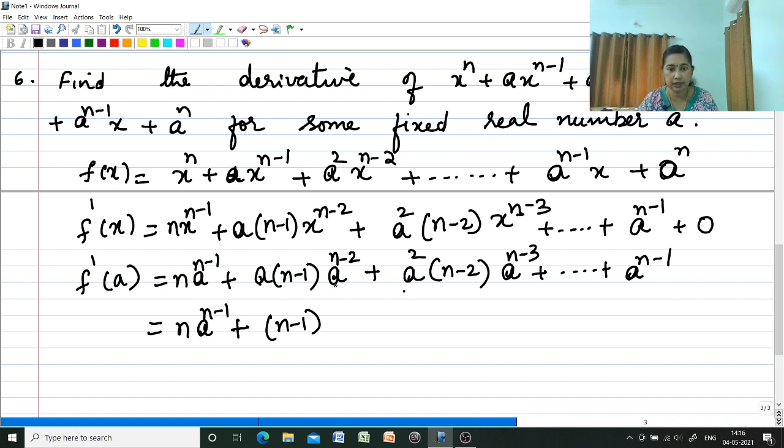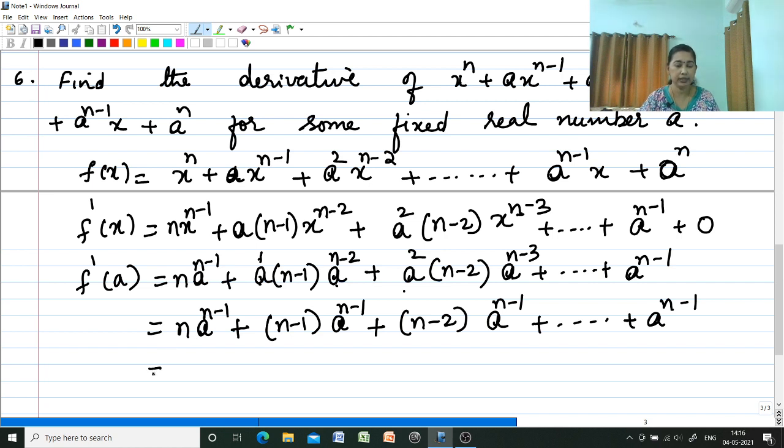Since the bases are same, we can add the powers. Powers means here it will be 1. 1 plus n minus 2 is n minus 1. So a raised to n minus 1, plus n minus 2 into a raised to 2 into a raised to n minus 3 is a raised to n minus 1. If you are adding the powers, we are getting n minus 1 plus etc. plus a raised to n minus 1.